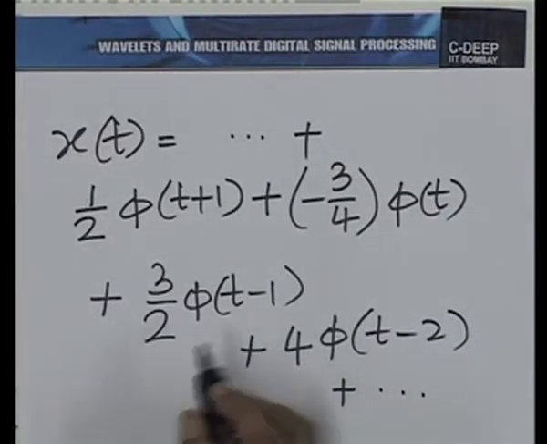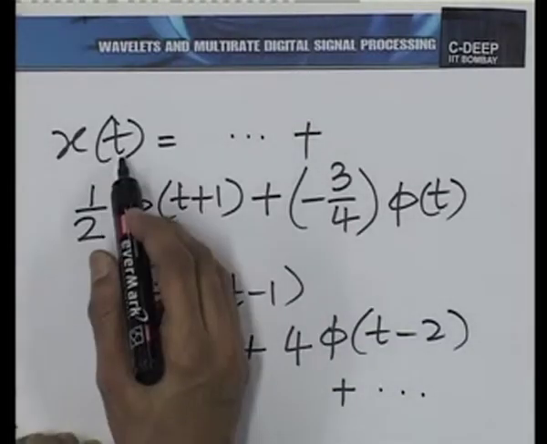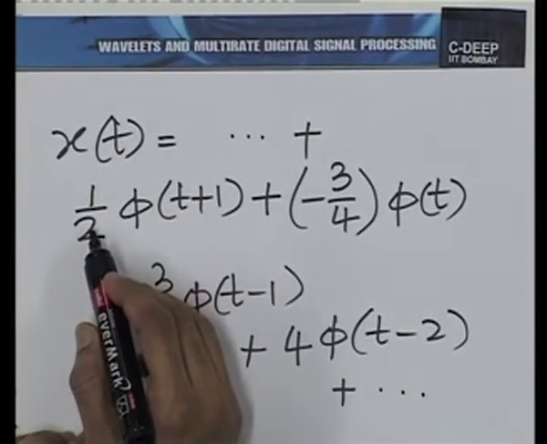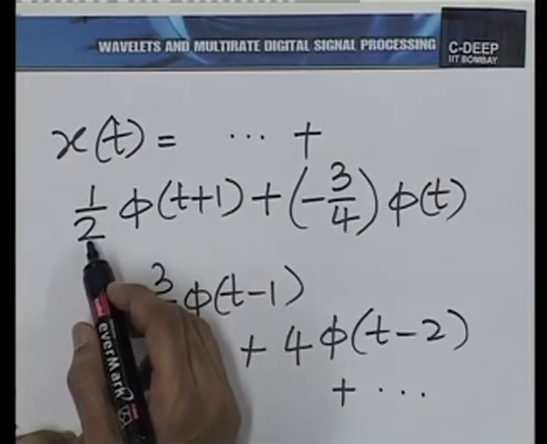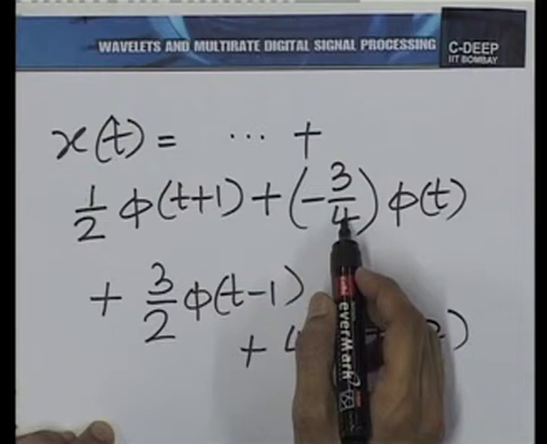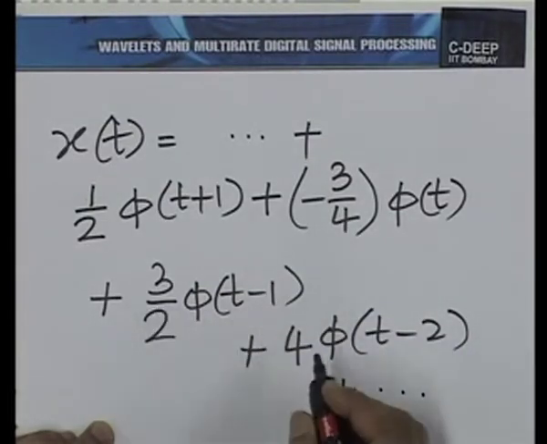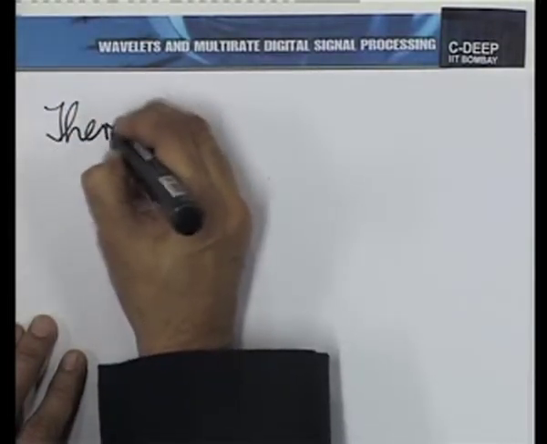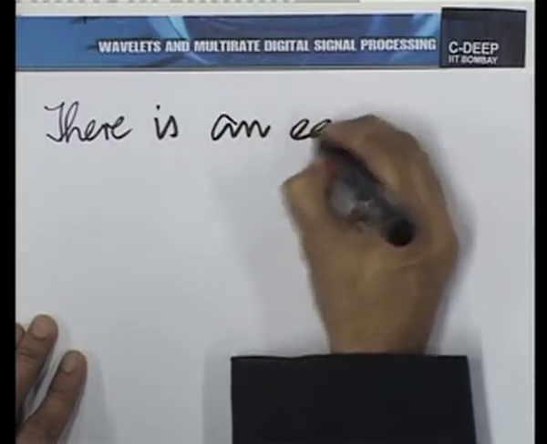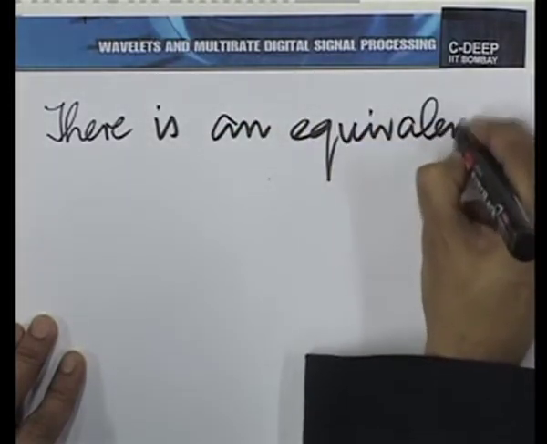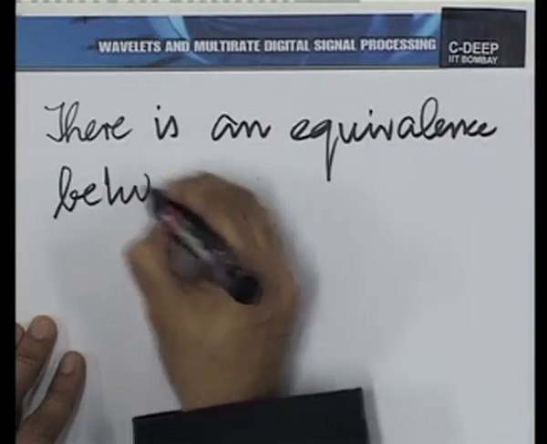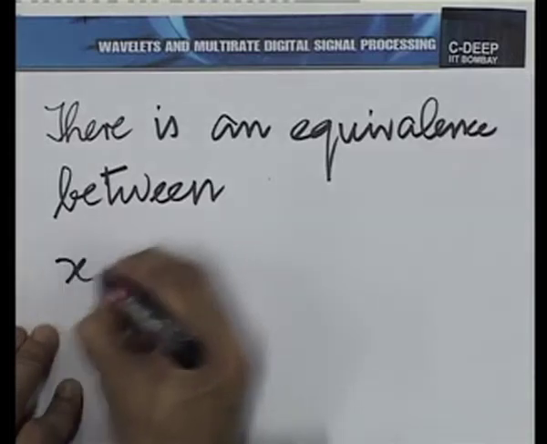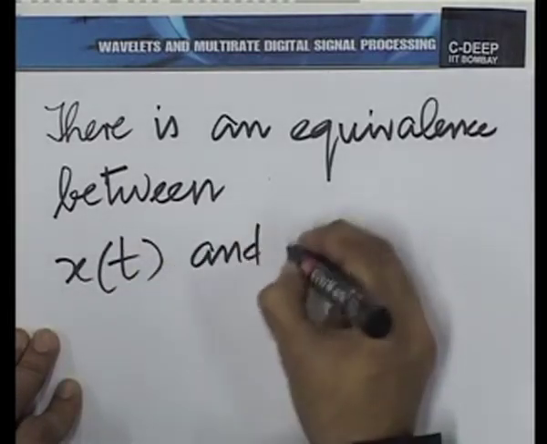And what we said in the previous lecture was that equivalent to this continuous function is the sequence constructed by dot dot dot and then half at minus 1, minus 3 by 4 at 0, 3 by 2 at 1, 4 at 2 and so on. So, in other words, there is an equivalence between x t and the sequence.